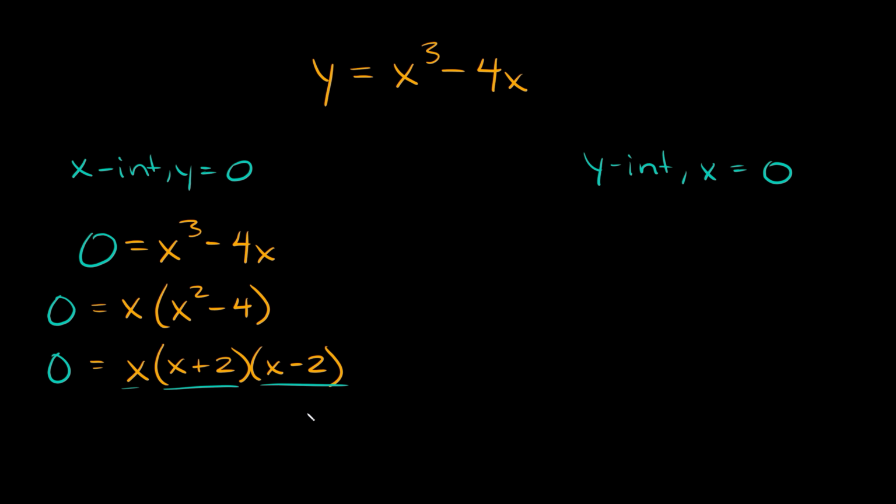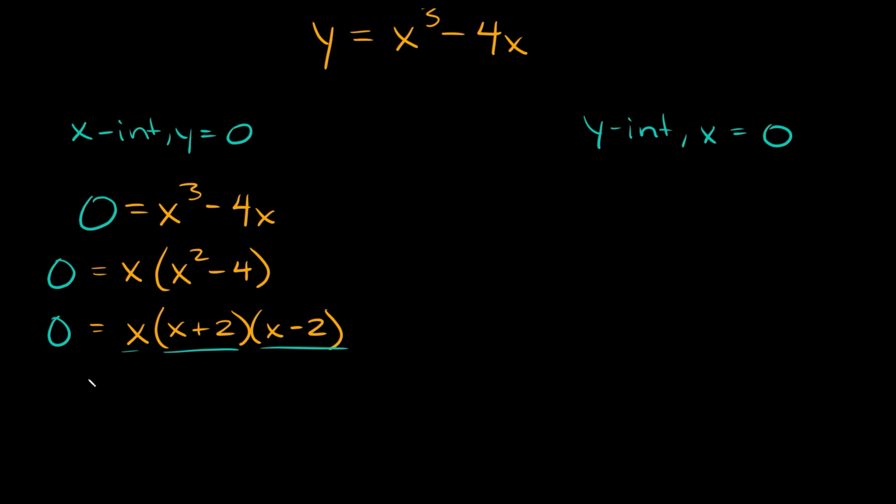All right, so to find the intercepts, we just have to set each of these equal to 0, right? Because they're all equal to 0. So let's scroll down a little bit. So first of all, let's set x equal to 0. So that's going to be basically one solution. X is equal to 0. And then let's set the other factor, x plus 2 equal to 0. And then the last one, x minus 2 is equal to 0.